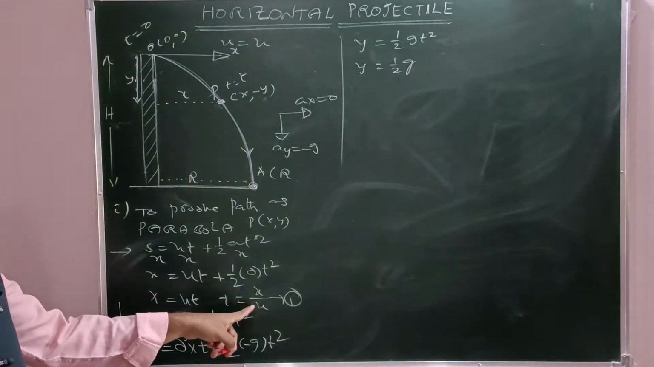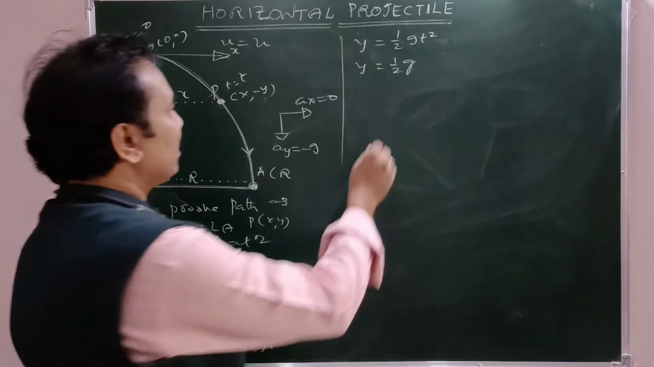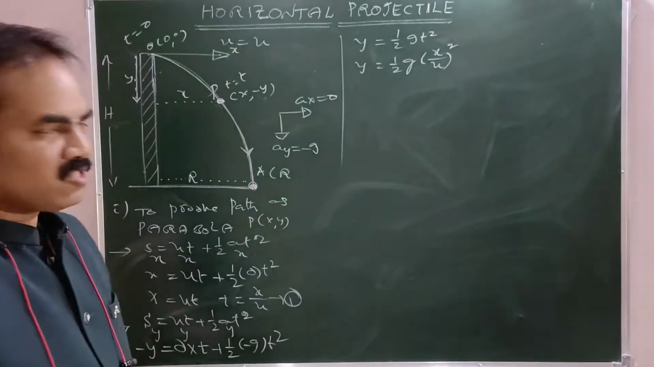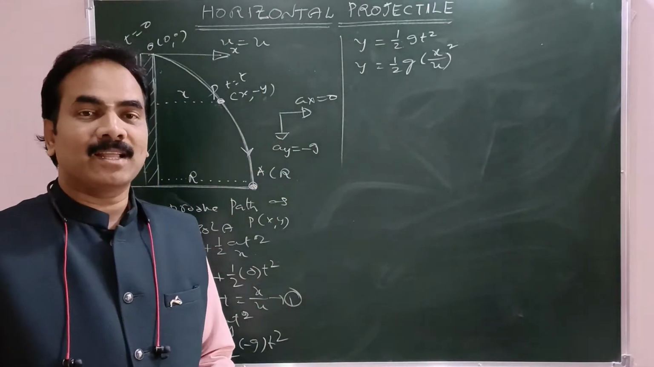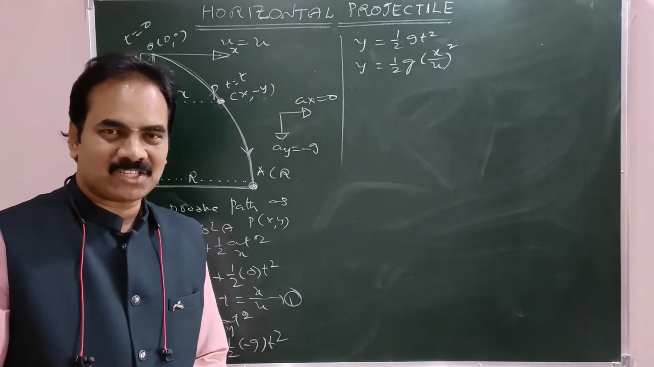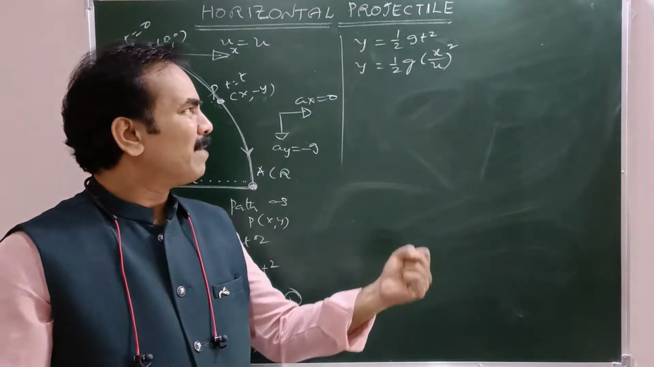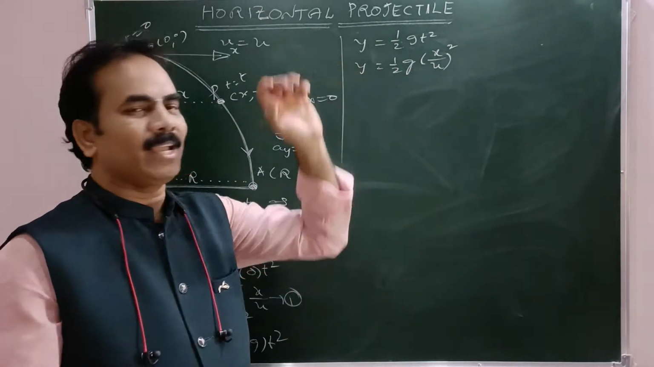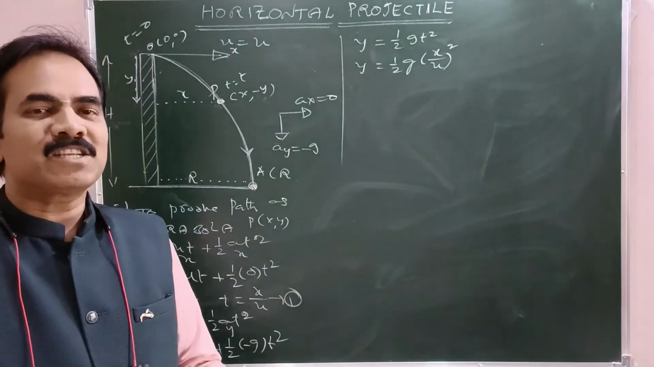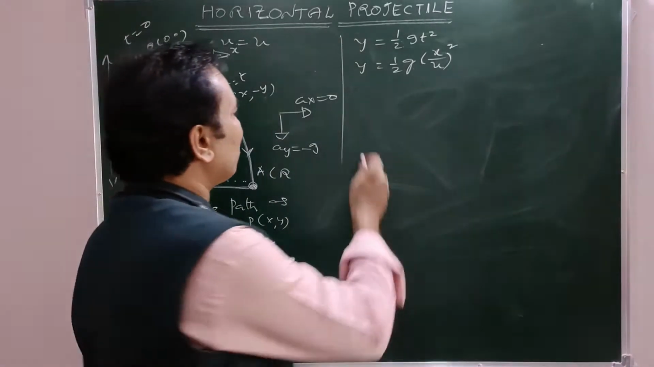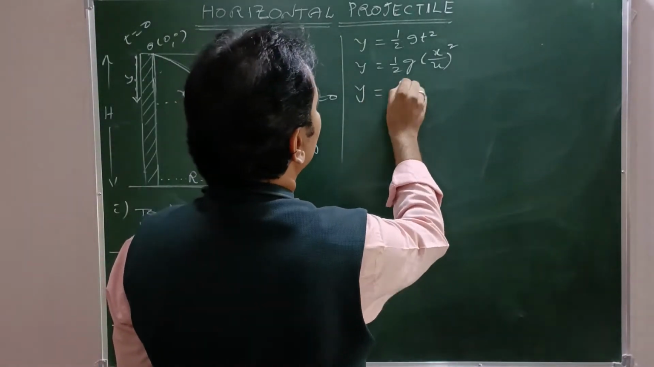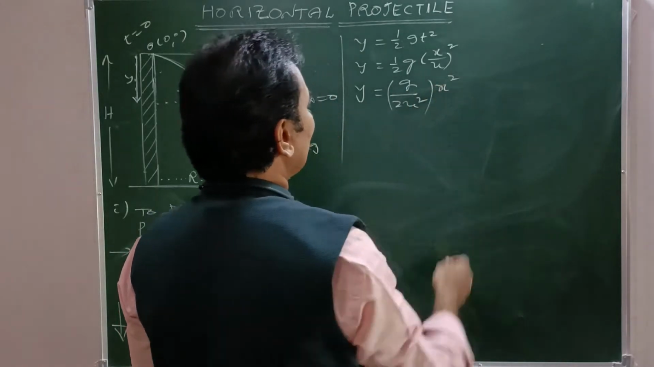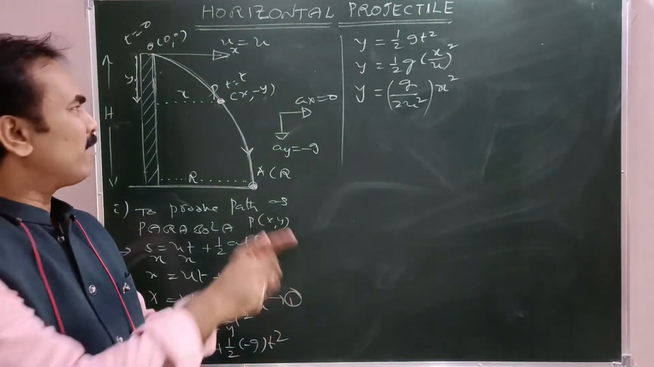What is t here? t means x by u from expression number 1. Why eliminate t? Because the equation of trajectory is the relation between x and y coordinates without the involvement of time. So we have to eliminate time such that we have a relation between x and y. That's the required equation for the path. That is y equal to g by 2u square, constant, into x square. Here x and y are variables as the body moves in air.